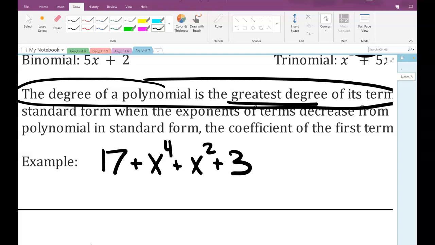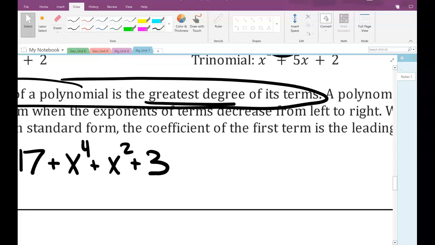To me, it doesn't look nice. It's kind of disorganized, because we have a power of 4 and a power of 2 in the middle. We can write this in a nice way, which is what we call standard form. So over here, we'll put it in standard form, where we put our largest power first. Our largest one is x to the 4th, so that goes first. Our second largest is x squared, so we put that next.